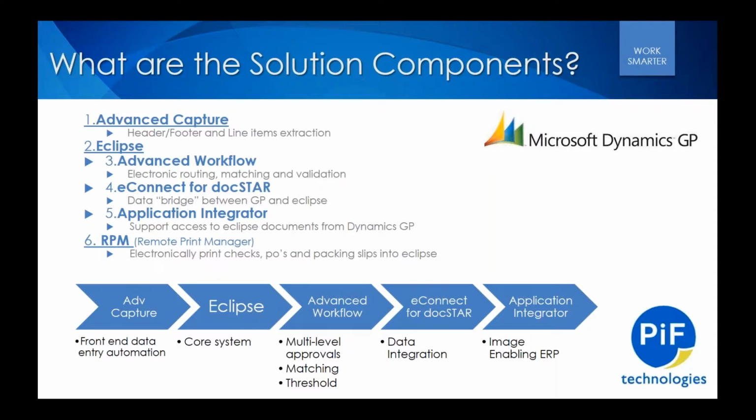And then lastly, it can actually be step 1 here or step 6, but ultimately when the check gets cut, we get an electronic version. So you print to your physical printer like you normally do, but when you print it, we also intercept the print stream. So we get the check image now into the system.